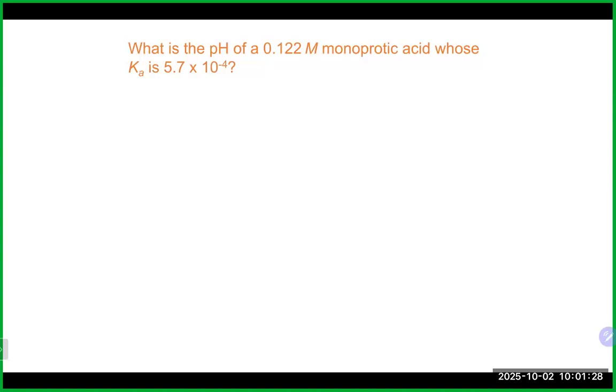All right, so let's try another one here. We have a monoprotic acid that's 0.122 molar. Ka value is 5.7 times 10 to the minus 4. If you're not sure what to use for a formula, you could just use this guy. That's a generic monoprotic acid because it has one H, right? So go ahead and give it a go.